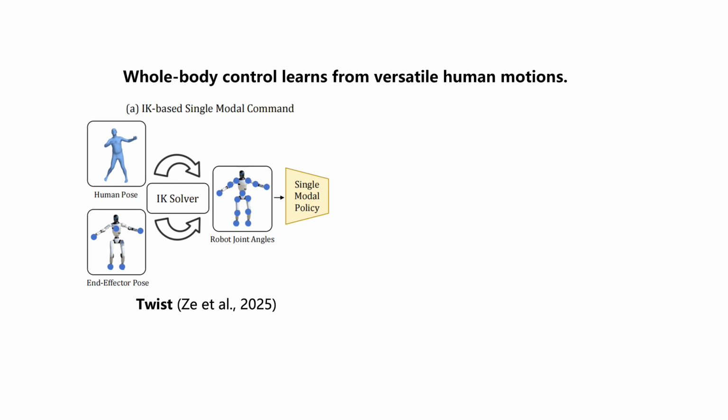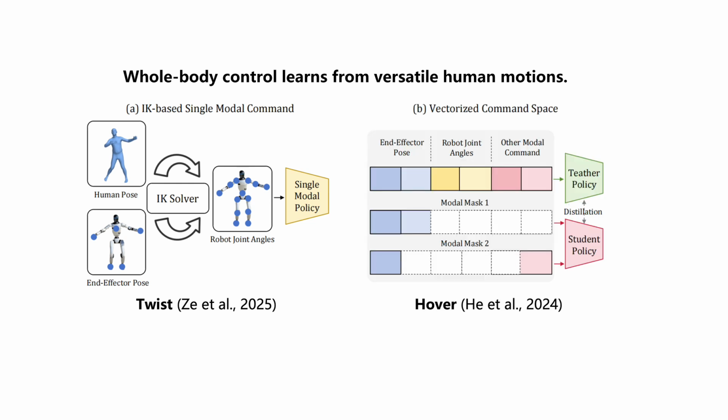Current input methods can be divided into two categories. The first is IK-based single-modal commands, which map different modalities into the robot joint space, such as the TWIST approach. The second is vectorized command space, which concatenates multiple modalities, learns a teacher policy with privileged observations, and distills it into a student policy using local observations, such as HOVER.